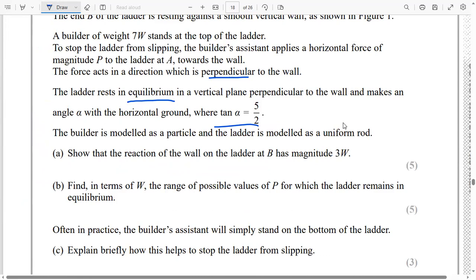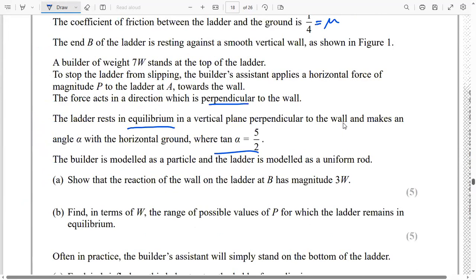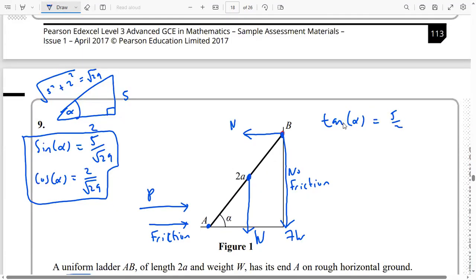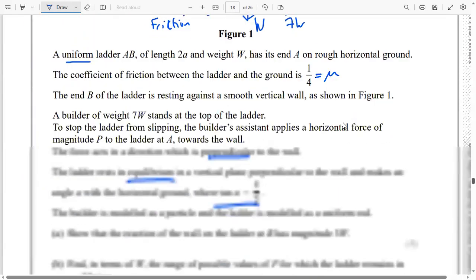We want to show that the reaction force of the wall on the ladder at B has a magnitude of 3W. Remember, as we were saying a few minutes ago, the reaction force of the wall onto the ladder at B is this force here. If there were friction, we would have to do Pythagoras: friction squared plus the normal reaction force squared, then square root that. But there's no friction on the wall, so the reaction force is literally N. So the question just wants us to find N.